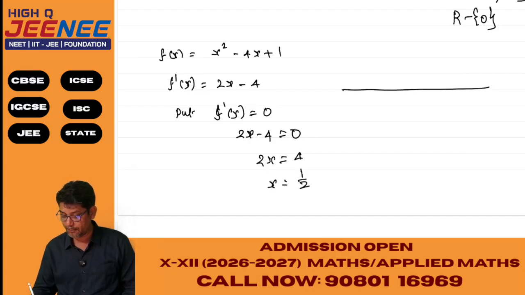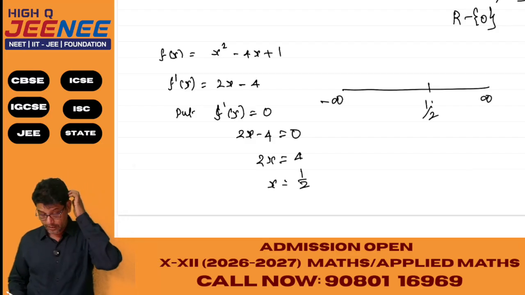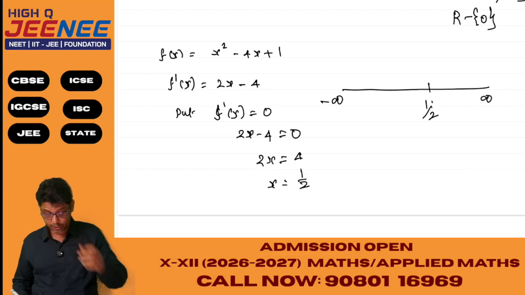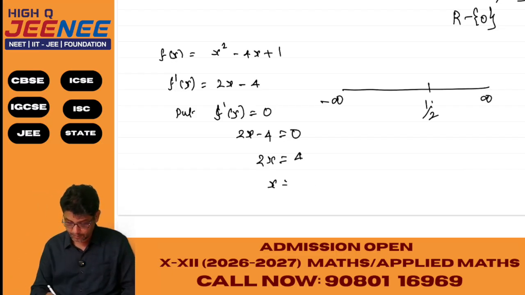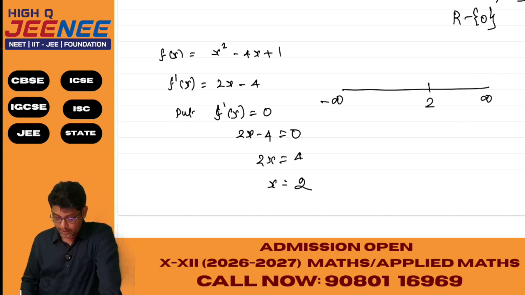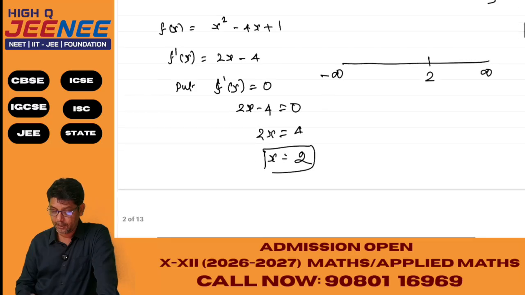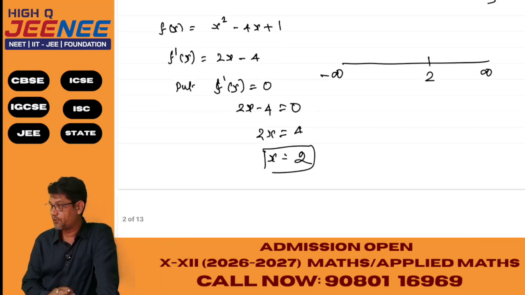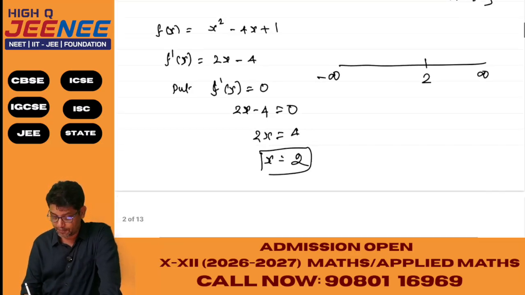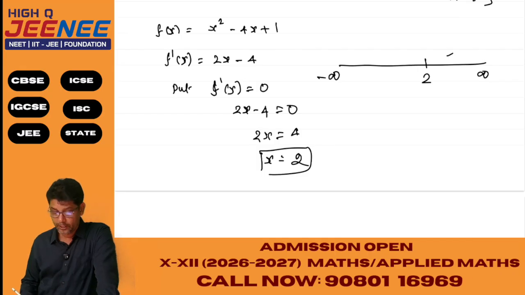Next step, draw the number line. Here there is half. Am I right? Oh, sorry. Sorry, x is 2. Now, okay, number line. x is equal to 2 we got, right? So here we have to take the point. Right side of 2, left side of 2 we can take. Any number you take, can we take 3?